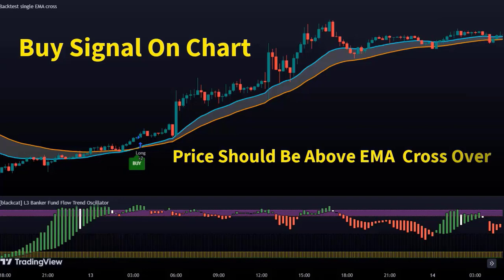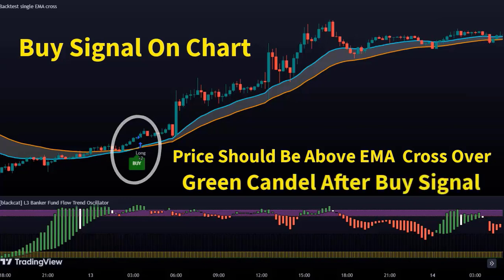In this case, we can see that there are two EMA lines on the chart, a pink line and a blue line. The price needs to be above both of these lines for us to consider a buy trade. Once we've confirmed these two conditions, we need to look for a positive candle to appear on the chart. It's not necessary for the candle to appear immediately after the buy signal. It can take one or two candles to appear.